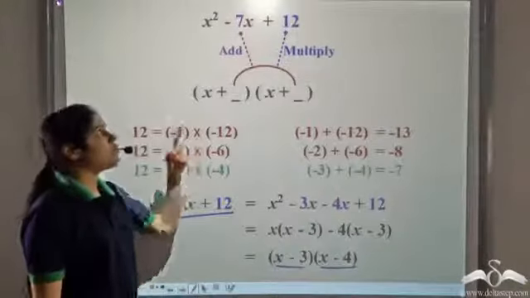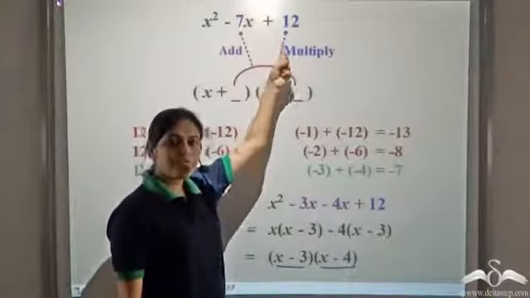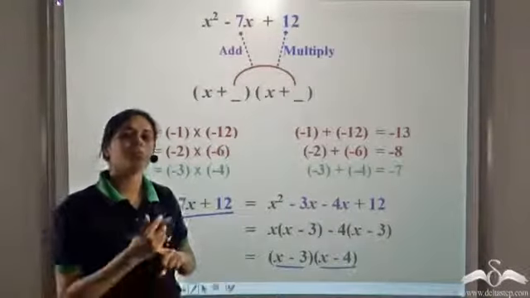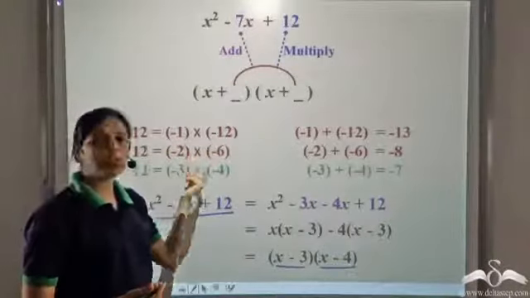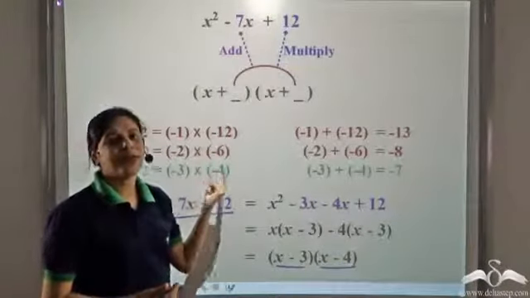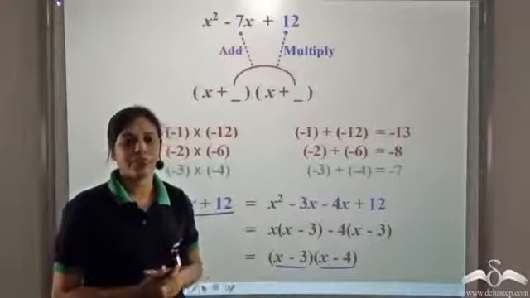So no matter what the sign is, we can consider the sign of this term first. Depending on whether it is positive or negative, we see what factors we should consider, and then we add up those factors to check whether they give the middle term.